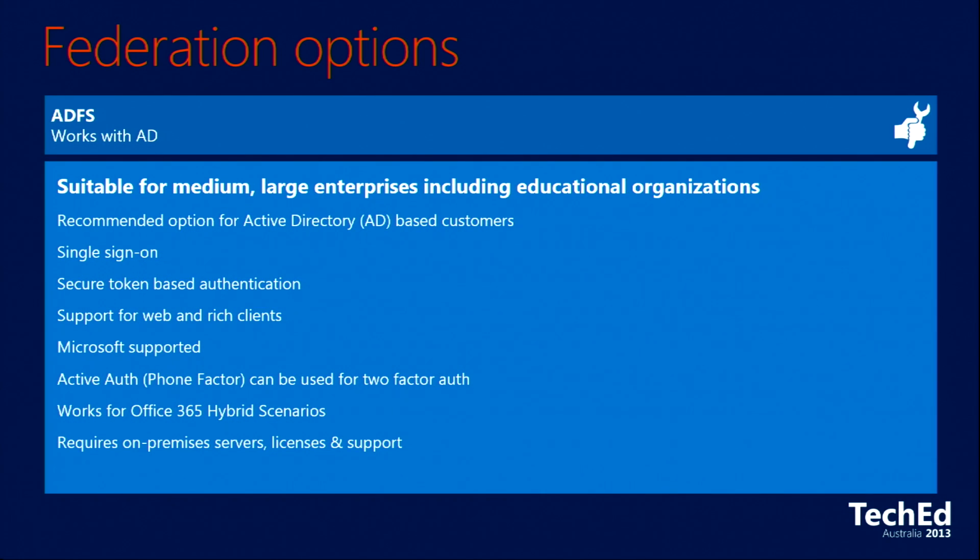Some of the federation options. This is really going to be recommended for any customers that are on Azure AD that have a large number of users. It gives us single sign-on, gives us a nice secure token-based authentication with support for rich clients, completely Microsoft supported. We can also start to use ActiveAuth, which is Microsoft Azure AD's two-factor authentication option. And this will also work for all of the hybrid situations, but it will require some on-premise services, some licenses, and support.